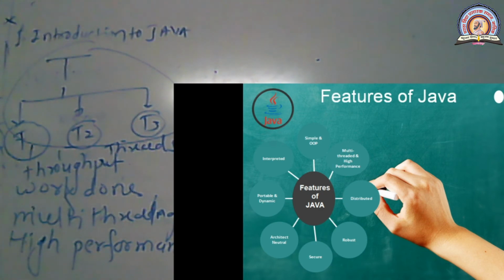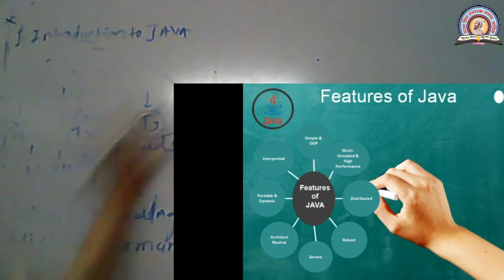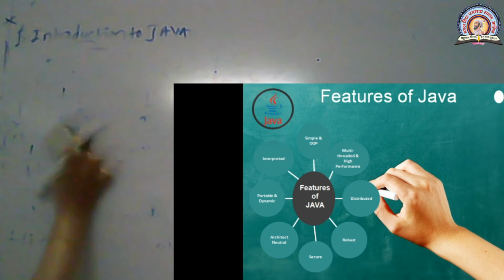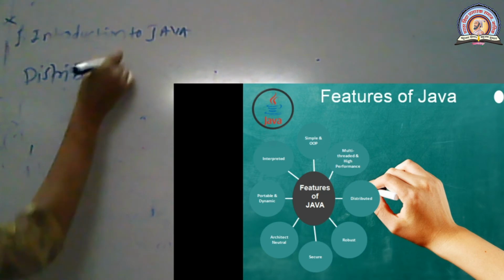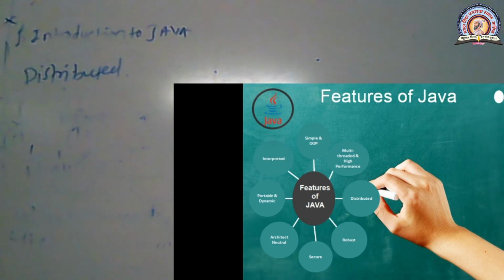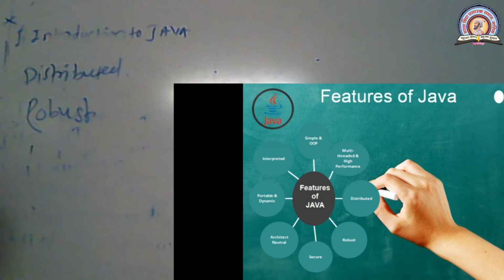Next, it is a distributed one. Another property we can say is that it's distributed. Now these Java programs are distributed and they can be accessed via the network. Then the next property is the robust one. Now Java programs are robust.